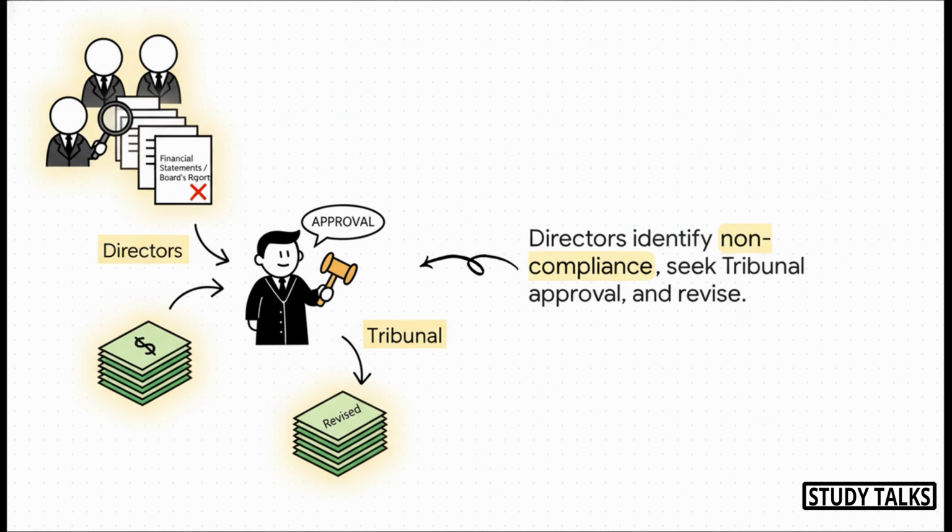This little diagram basically sums up the flow for Section 131. It all starts with the company's directors. They spot an issue, maybe their past financial statements or the board's report didn't quite follow the rules in Sections 129 or 134. But here's the key thing. They can't just fix it themselves. They first have to go to the tribunal and get permission.